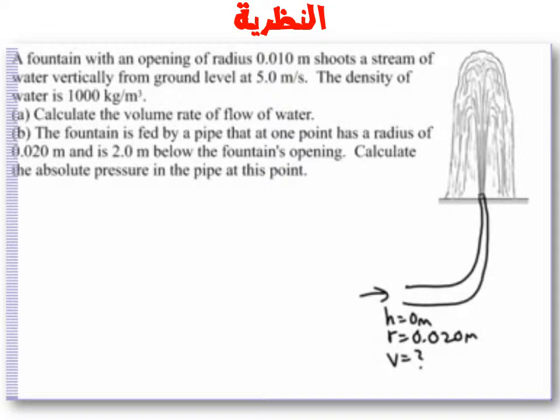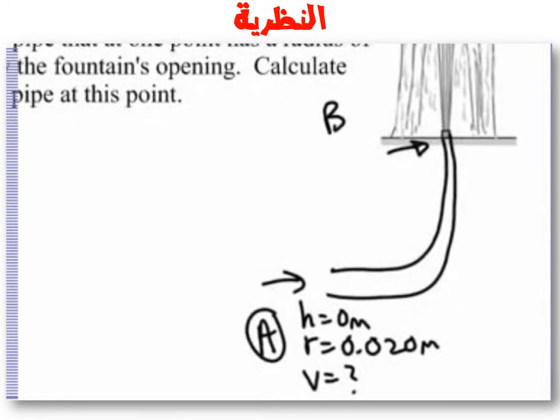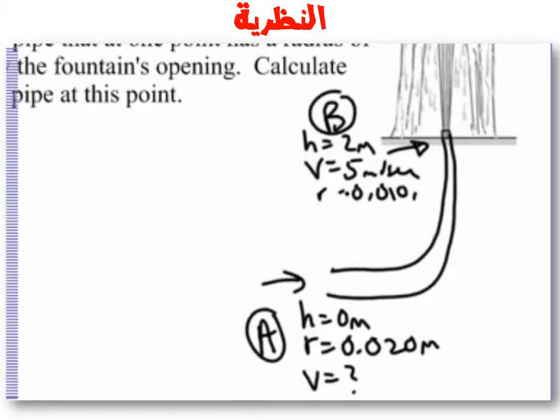They didn't tell me. Now, this point down here I'm going to call point A, and up here I'm going to call point B. This is at a height of 2 meters, isn't it? Because the last one was 2 meters below, so I'm going to call this 2 meters above 0. My velocity was of course 5 meters per second, and my radius was of course 0.010 meters. And you can see I need to find my velocity first.